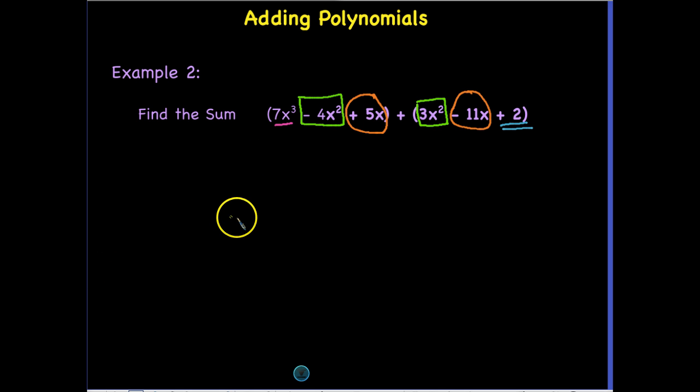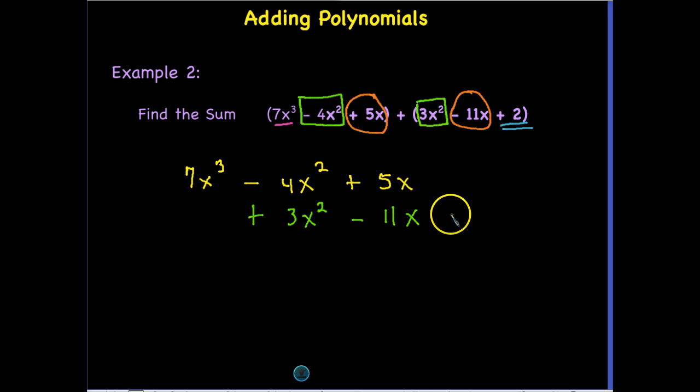So let's actually write these out. Another way to do this is vertically. You can take 7x cubed. So I'm writing the first polynomial, minus 4x squared plus 5x. And then I'm adding the second polynomial to it, so I'm going to align my like terms. So I'm going to put the 3x squared underneath the minus 4x squared. So I have a positive 3x squared, and then a minus 11x, and then a plus 2 on the end. Doesn't go with anything.